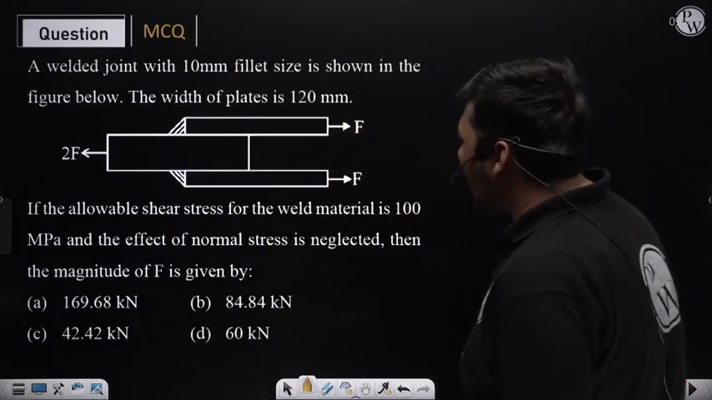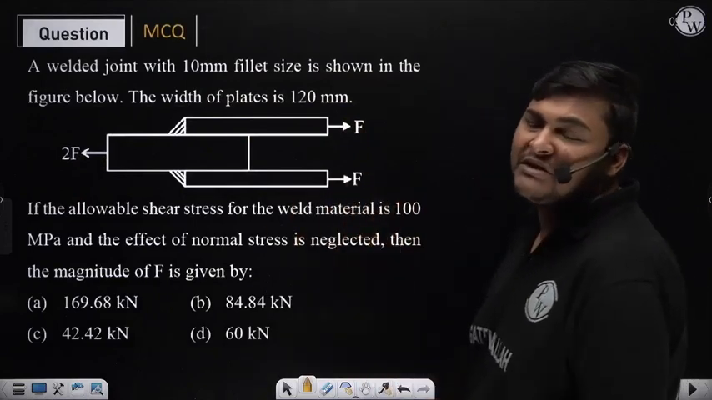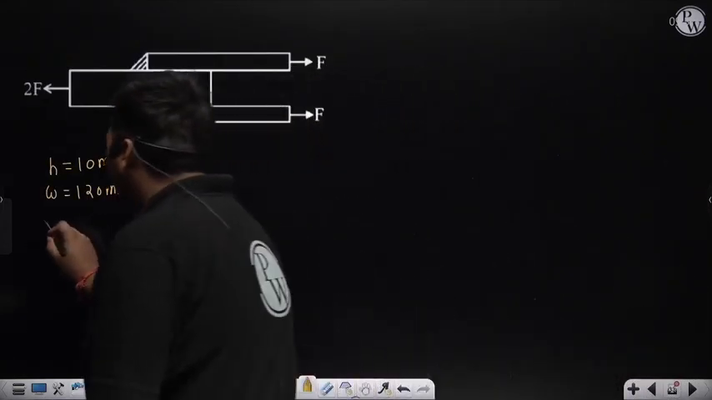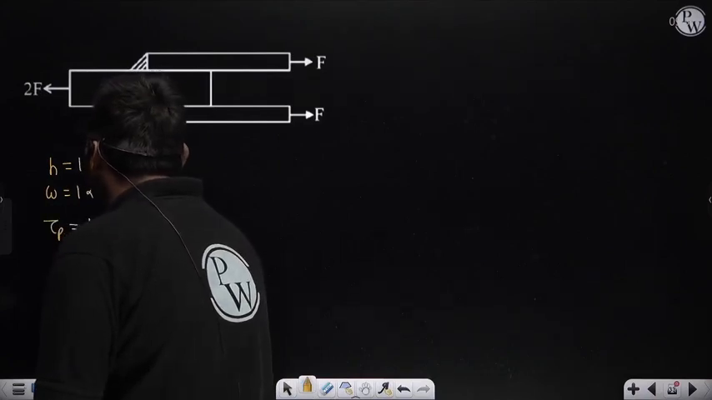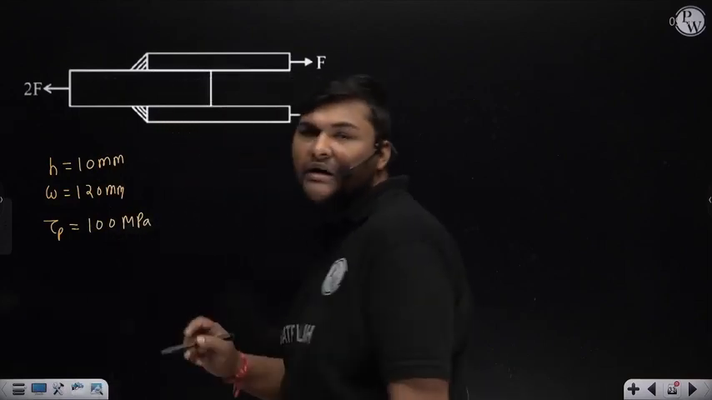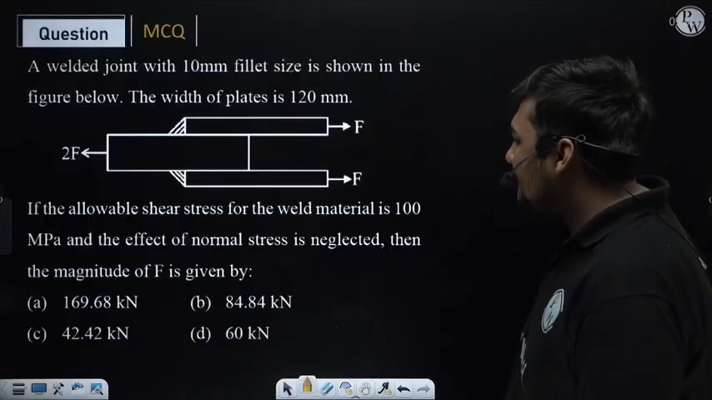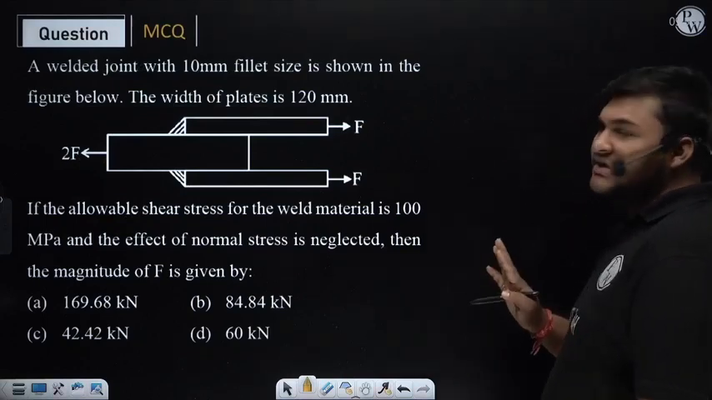Now if the allowable shear stress for the weld material is 100 megapascal, means the permissible shear stress of weld material is given, and it is 100 megapascal, means the actual maximum shear stress in the weld material should be either equal to 100 or less than 100 megapascal. Now the effect of normal stress is neglected.